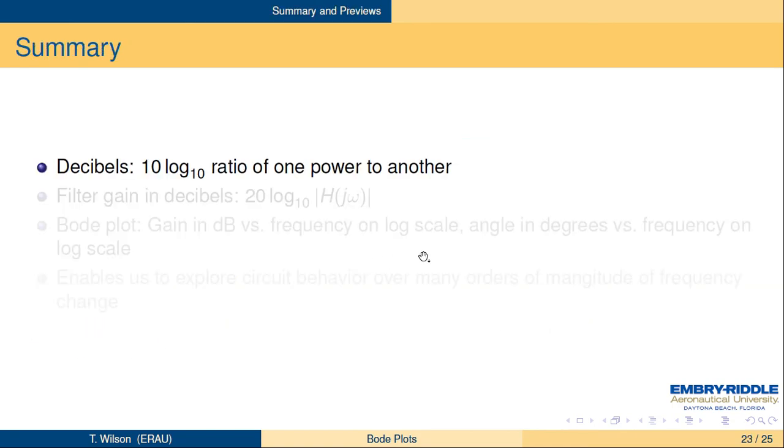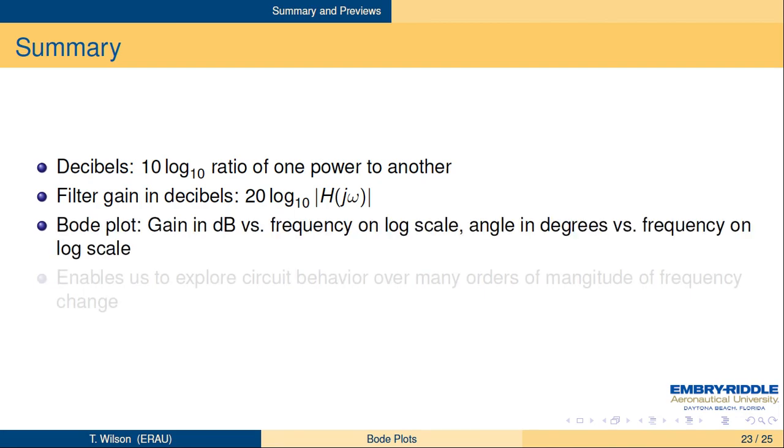So to summarize, decibels is 10 times the log base 10 of the ratio of one power to another. When you talk about the filter gain, that makes it 20 times the log base 10 of the magnitude, since the power ratio would be the magnitude squared. The Bode plot is the gain in decibels versus frequency on a log scale, and the angle in degrees versus frequency on a log scale.